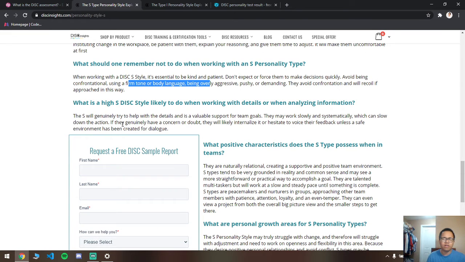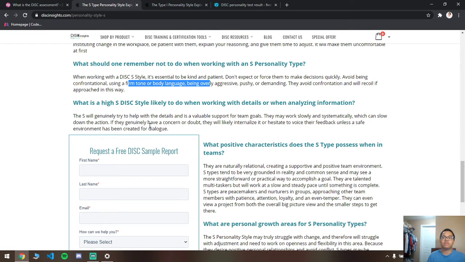What is a high S style like to do when working with details or when analyzing information? The S will generally try to help with the details and is a vital support for team goals. They may work slowly and systematically, which can also slow down the action. If they genuinely have a concern or doubt, they would likely internalize it or hesitate to voice their feedback unless a safe environment has been created for dialogue.